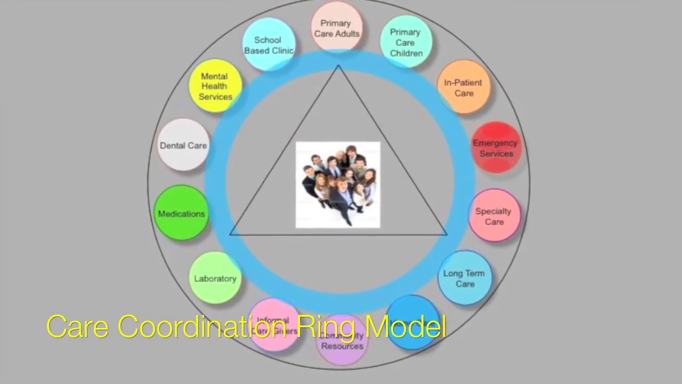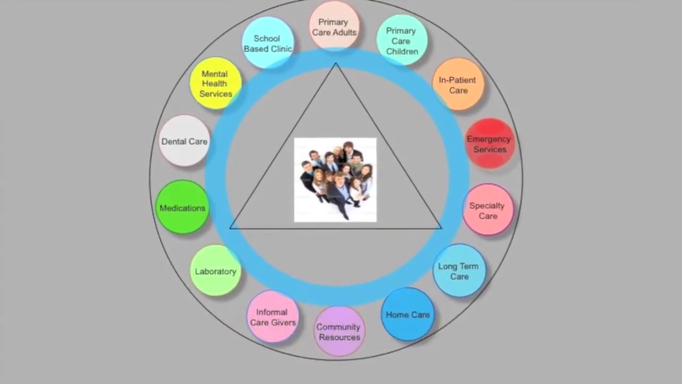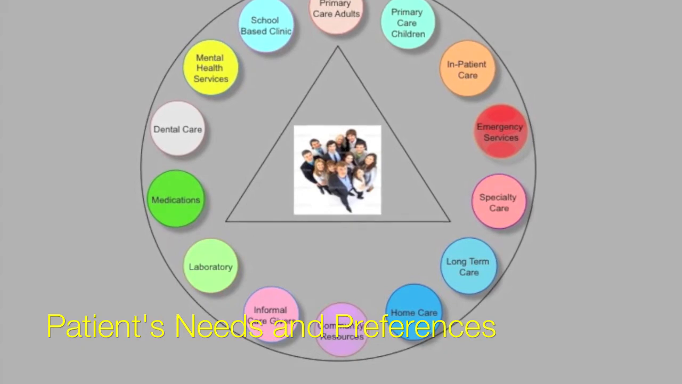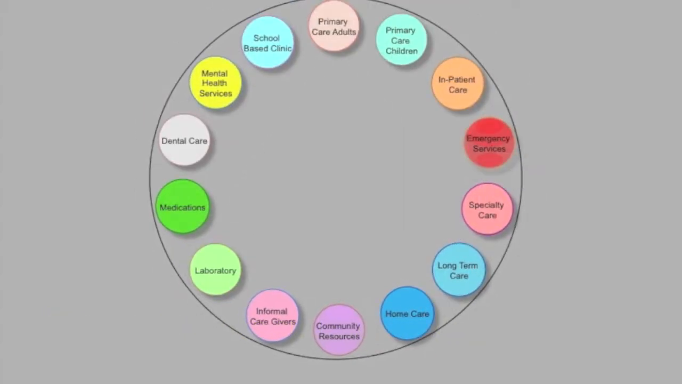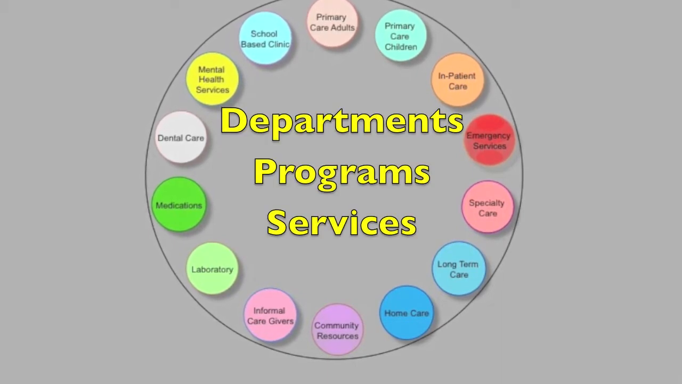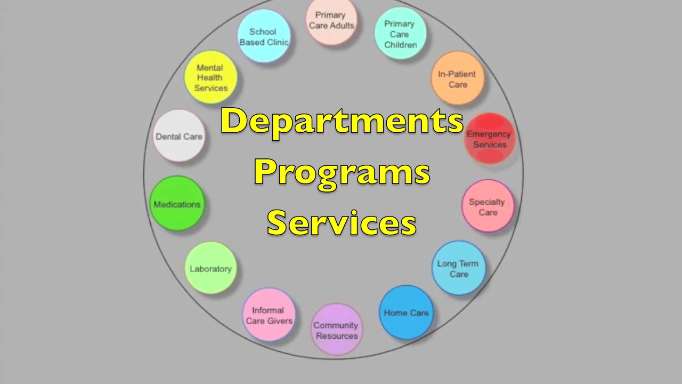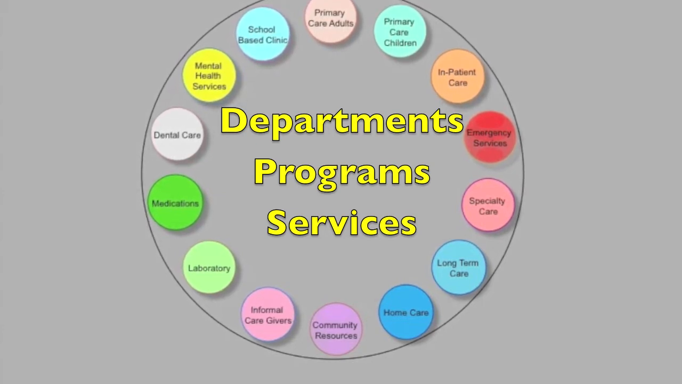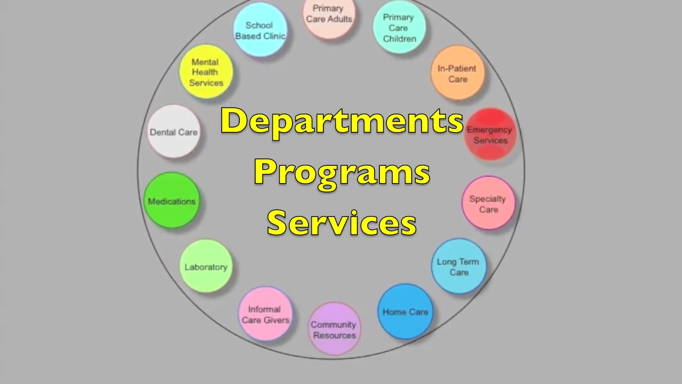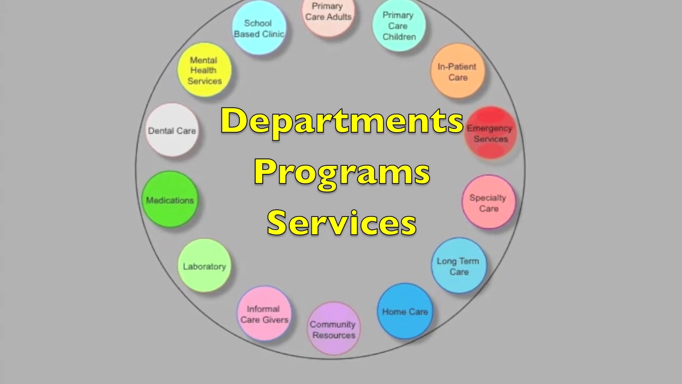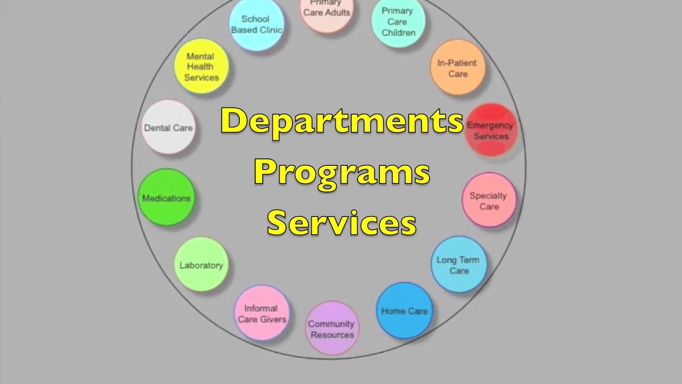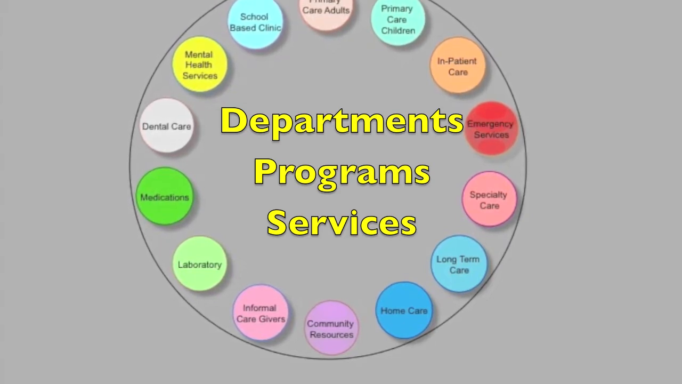Let's see the care coordination ring model. The central goal of care coordination is shown in the triangle in the middle of the diagram, meeting patient needs and preferences. The color bubbles in the periphery represent the principal departments, programs, and services where care is provided to patients. For example, primary care clinics for adults and children, inpatient, emergency and specialty care, long-term and home care, community resources, informal caregivers, laboratory, medications, dental and mental health, and school-based clinics.